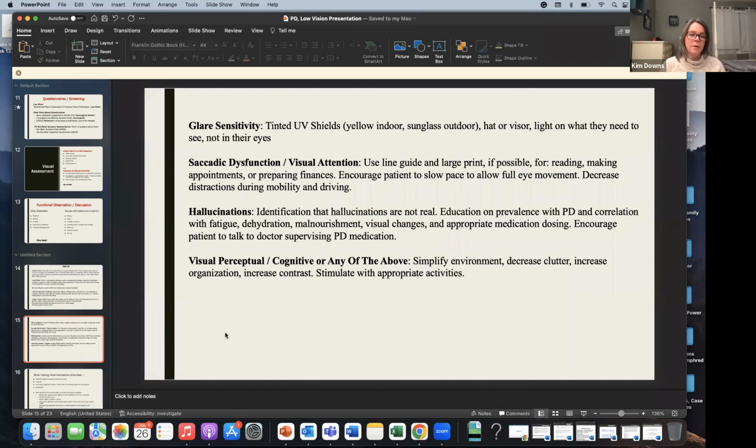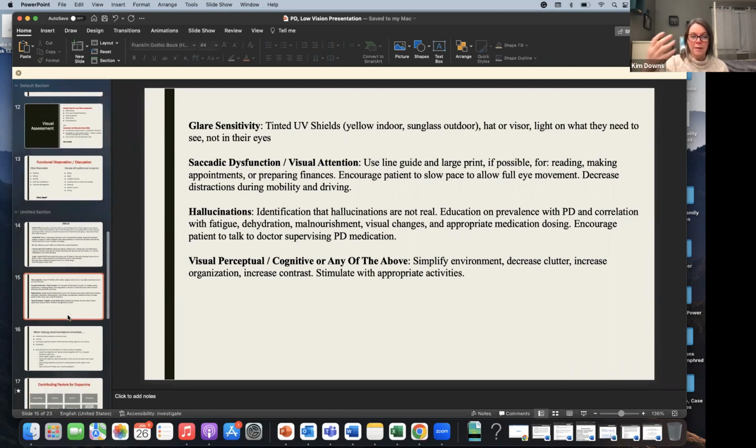And then, visual, perceptual, cognitive changes, and any of the above, we all know the strategies of simplifying the environment, decreasing clutter, increasing organization, increasing contrast. And this population, as with any other population, needs to be stimulated. They need exercise. They need cognitive and physical stimulation to keep their neurological system functioning as well as possible.